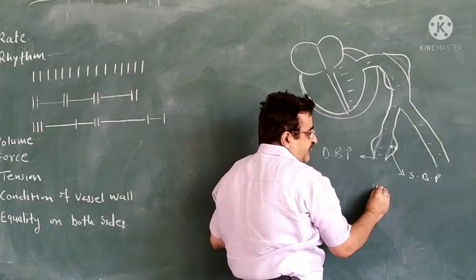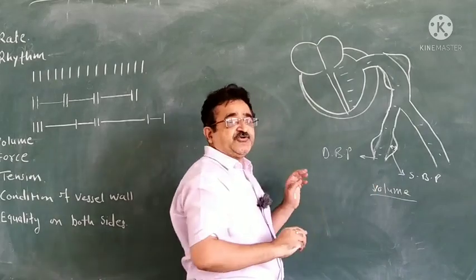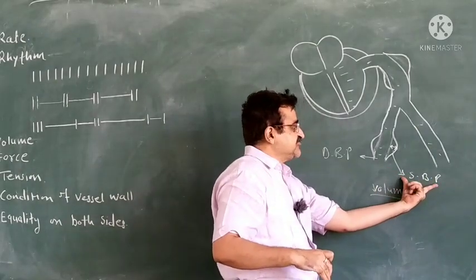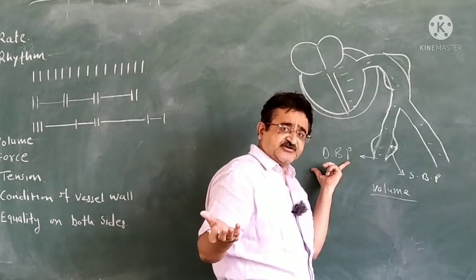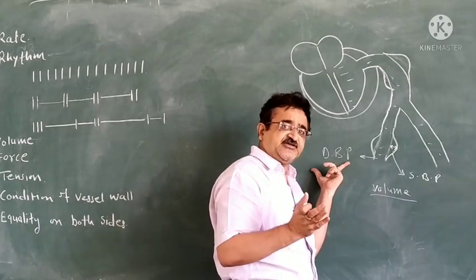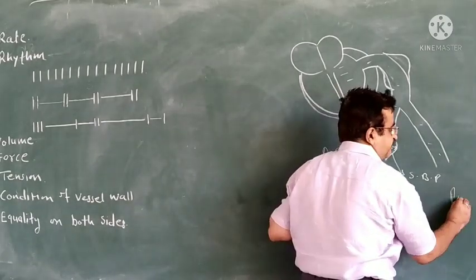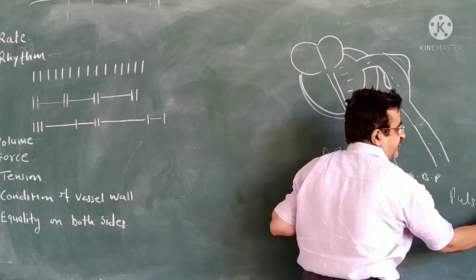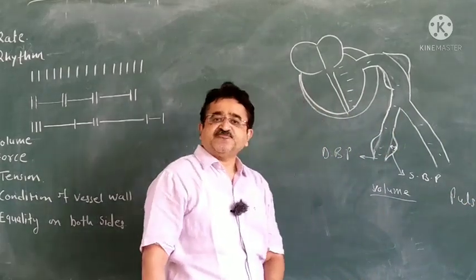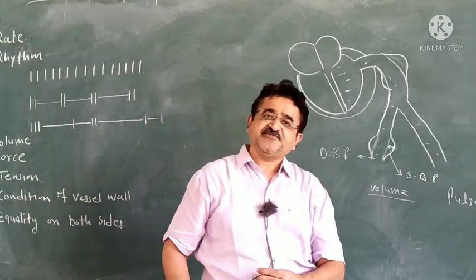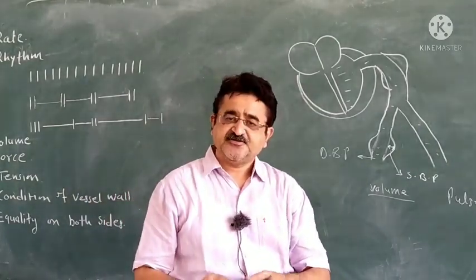So this volume of the pulse denotes the difference between the systolic blood pressure and the diastolic blood pressure. And we know the difference between systolic and diastolic blood pressure represents what is known as the pulse pressure. So what is the significance of volume in the pulse examination? It determines the pulse pressure.